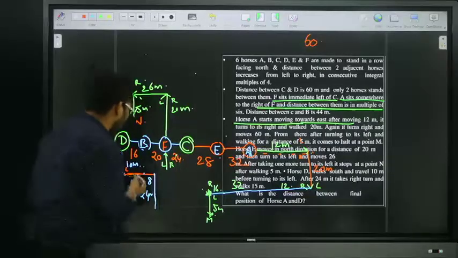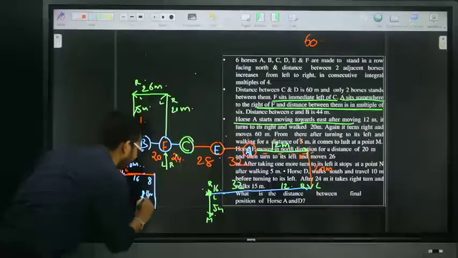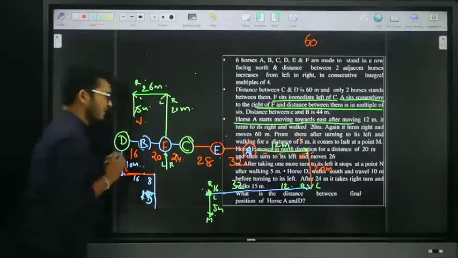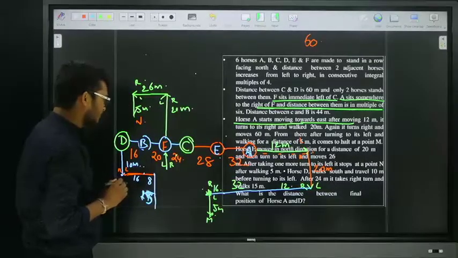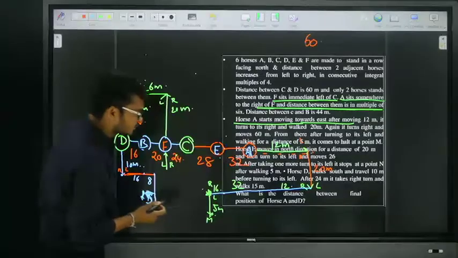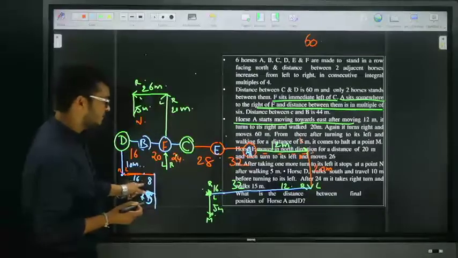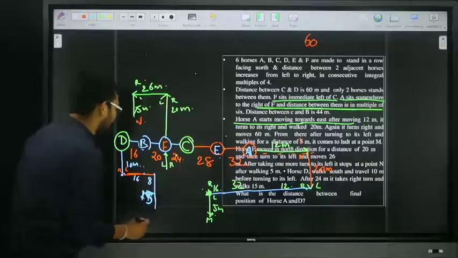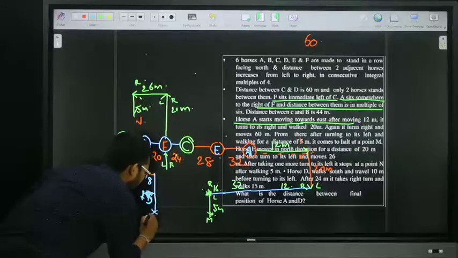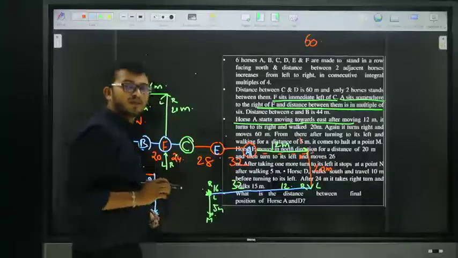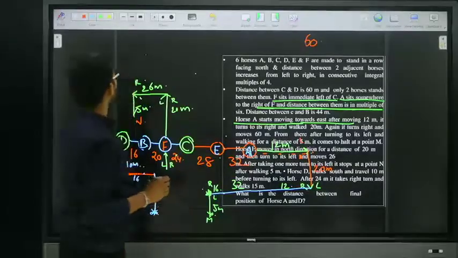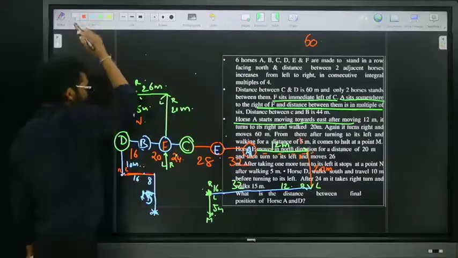Friends, here 24 completed. Then this one is 15. Next, after 24 meters, it turns right and walks for 15 meters. Yes, friends, now horse D is at this point.